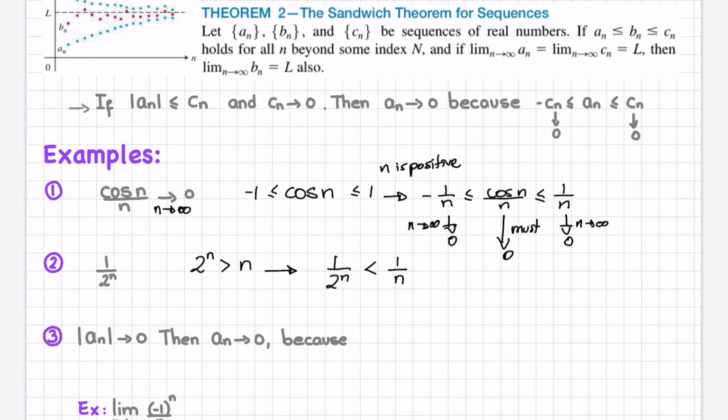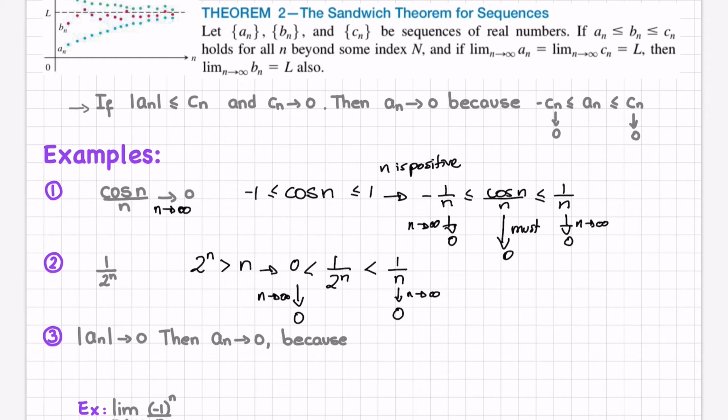But we also know that 1 over 2 to the n, this is an exponential function. 2 to the n is always positive, so 1 over 2 to the n is always positive. So this is always bigger than 0. And 0 approaches 0 as n approaches infinity. And as n approaches infinity here, 1 over n approaches 0.